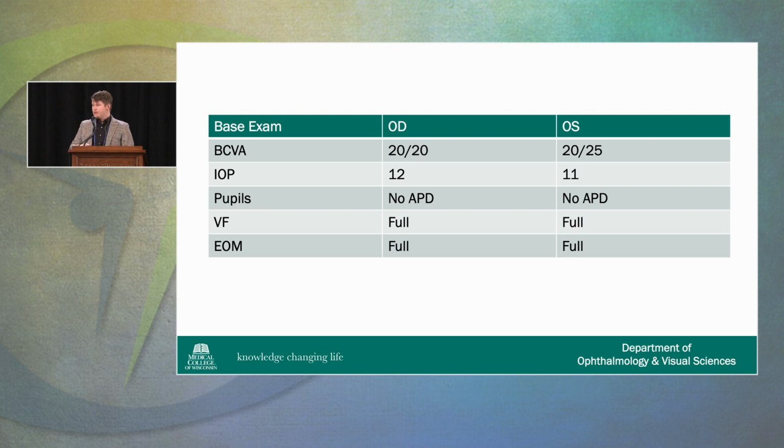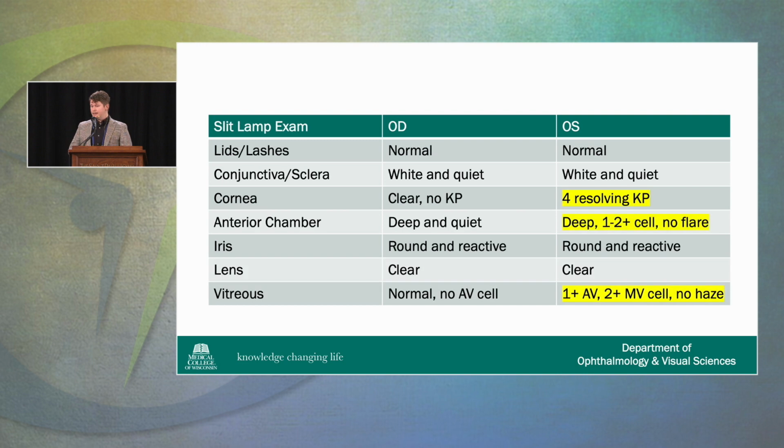She's got 20/20 vision and 20/25 vision, a lot like that last case that we were talking about, nothing else on the base exam. Her slit lamp exam, she did have 4 resolving KP in that left side. KP have appearances to them. Resolving means that it looks like it's flattening out. It's no longer got that kind of heaped appearance to it.